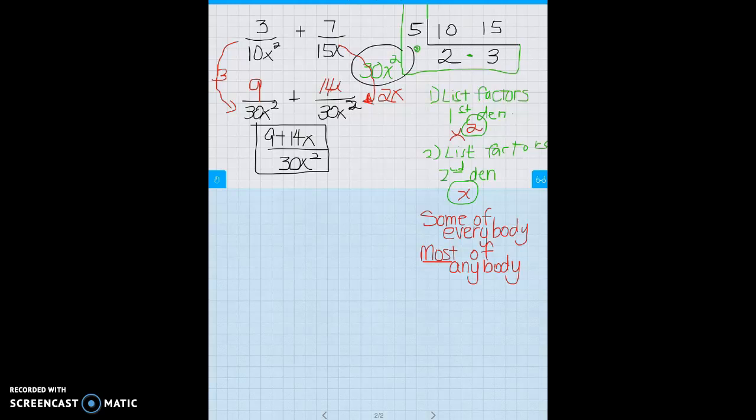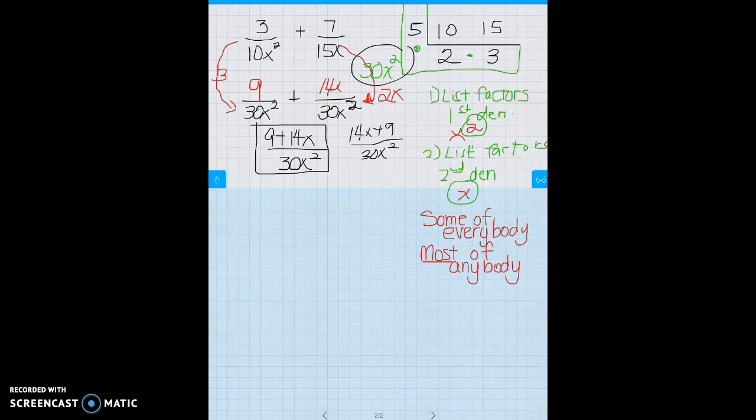Now, don't freak out if you look in your answers and you see 14x plus 9 over 30x squared, okay? That's fine. That's the same answer. As long as your signs are all the same, then you get the same answer. So either of those would be correct. Okay, so remember, for your common denominator, you need sum of everybody, but the most of anybody.